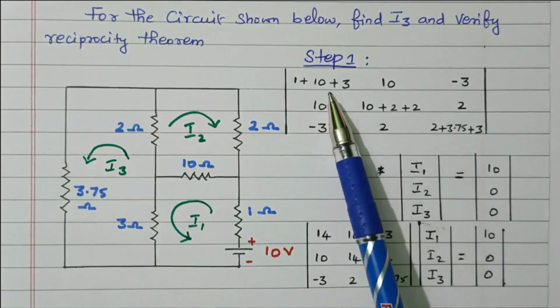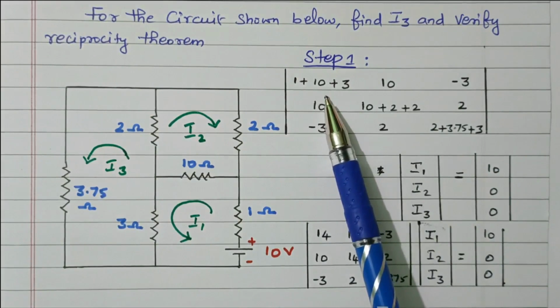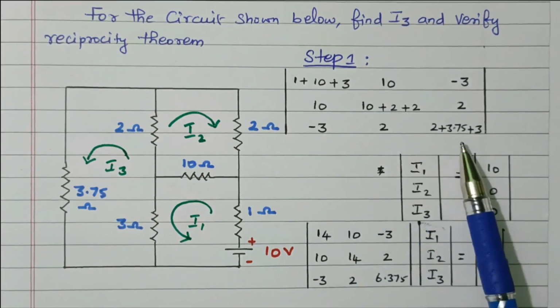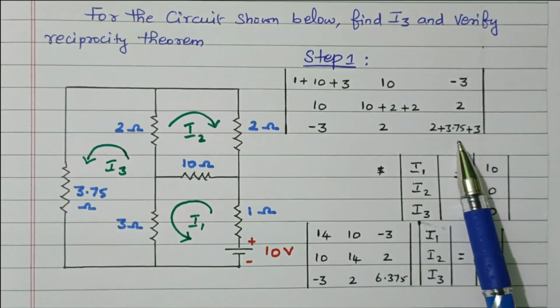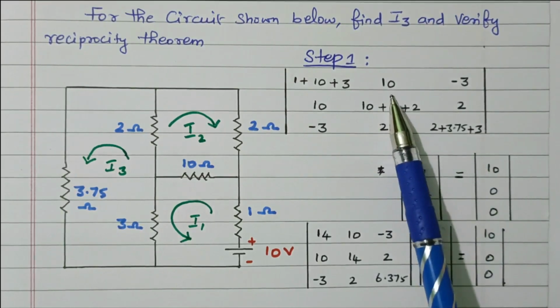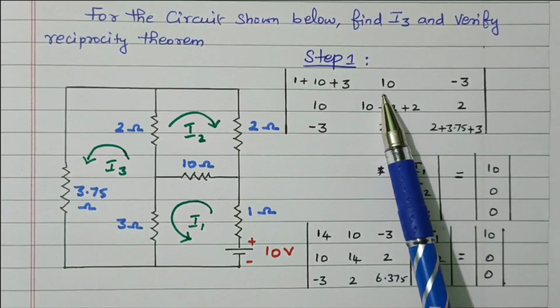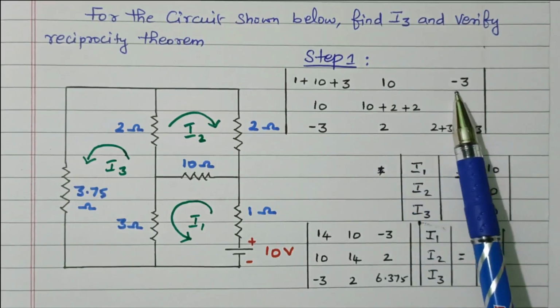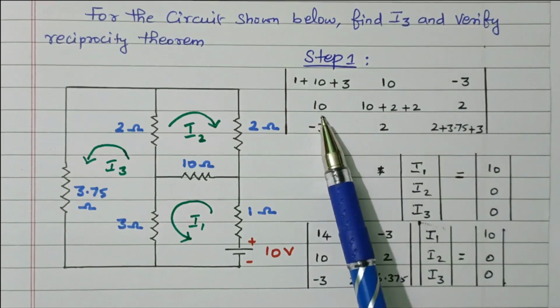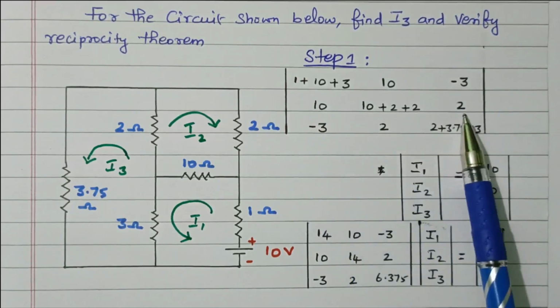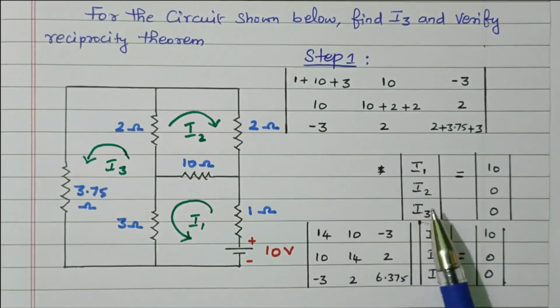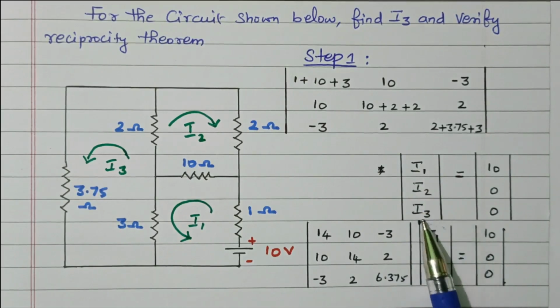So this is R11, total resistance in loop 1. R22, total resistance in the second loop. R33, total resistance in the third loop. This is R12, the common resistor available between the first loop and the second loop. Similarly, R13, between 1 and 3. Then R21, R23, this is R31, this is R32, commonly available between the third and second loop. The currents are I1, I2, I3.